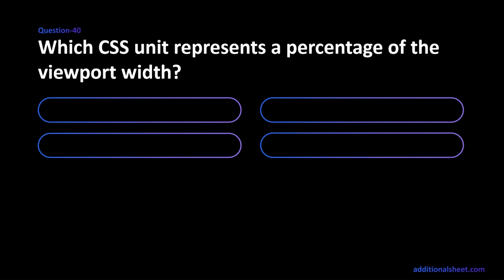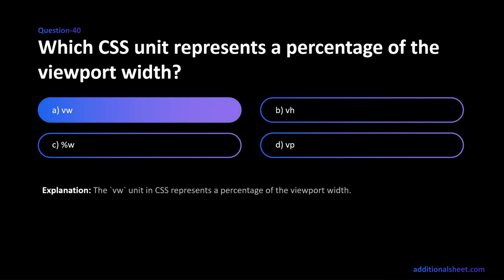Q40. Which CSS unit represents a percentage of the viewport width? Options are: A. vw. B. vh. C. percentile w. D. vp. Correct answer is option A. The vw unit in CSS represents a percentage of the viewport width.